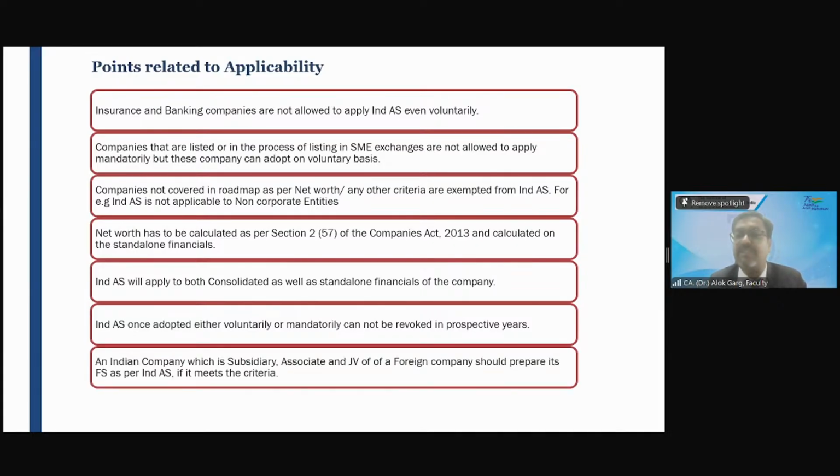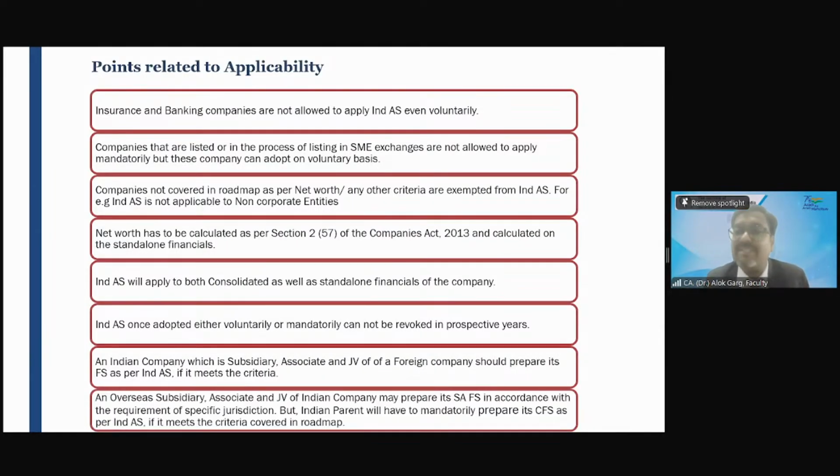An Indian company which is a subsidiary, associate or joint venture of a foreign company should prepare the financial statement as per Ind AS if it meets the criteria in the Indian context, right? An overseas subsidiary, associate and joint venture of an Indian company may prepare its standalone financial statement in accordance with the requirement of local jurisdiction. They need to migrate their accounts to Ind AS only for the purpose of the Indian parent or Indian venturer or Indian investor, right?